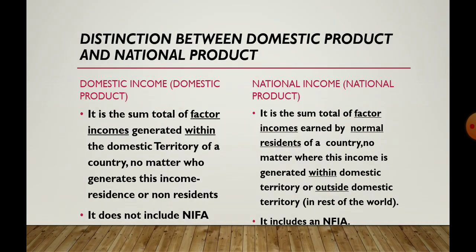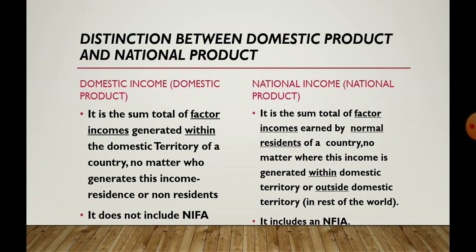Okay, now the distinction between domestic product and national product. Both domestic product and national product are the sum total of factor income. The difference is what? In domestic income, we only include those factor incomes that are earned within the domestic territory of a country. Domestic territory means land area, sea area, and whatever income is earned by aircraft. Okay, so that is included.